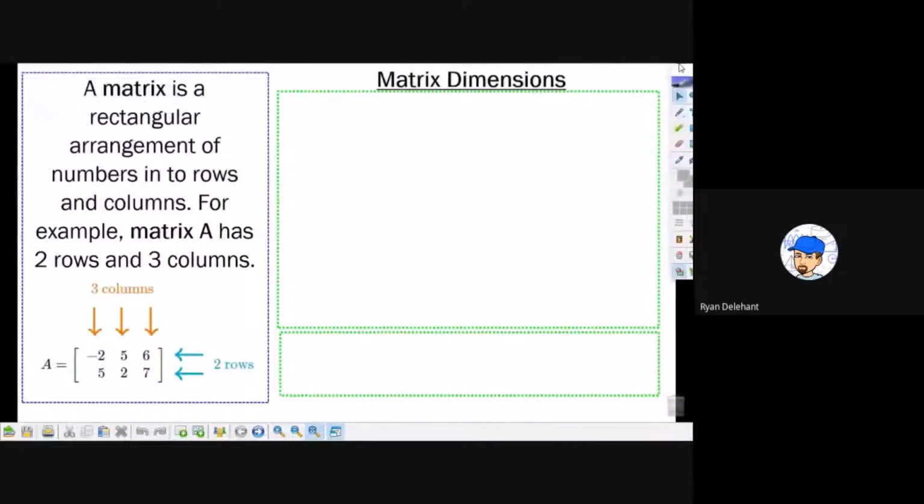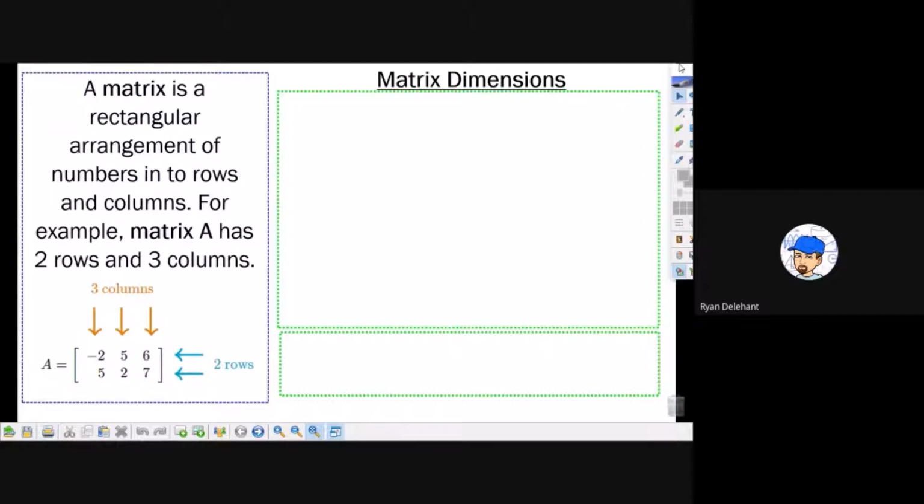All right, guys, so let's jump into this. We're going to talk about matrices. Now, this is predominantly new. You've probably seen this representation somewhere, but you guys haven't done much with it, okay? So a matrix is a rectangular arrangement of numbers into rows and columns.